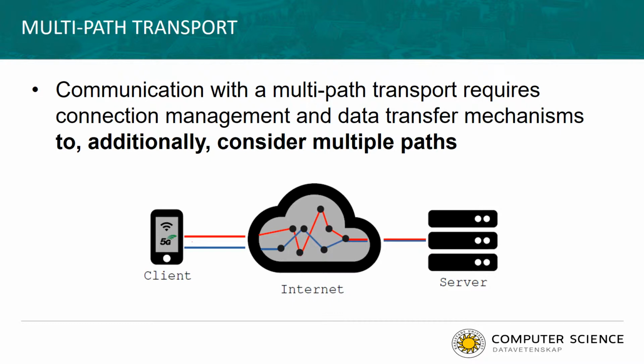So we do have to consider the same key mechanisms as needed also in single path communication: how to set up our connections and how to manage the data transfer. But in contrast to single path communication, we also have to consider in these mechanisms that we now have multiple paths available for the communication, as illustrated in the figure.